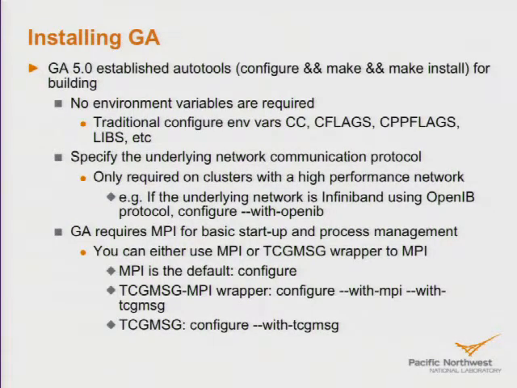As far as installing GA, we went to an autotools build with GA 5.0. So it's a configure, make, make install type thing. There are variables you can provide for additional levels of control. Usually GA defaults to sockets, so if you want to access the high-performance network on your system, you have to specify which one it is when you configure. With InfiniBand, you'd specify configure with OpenIB.